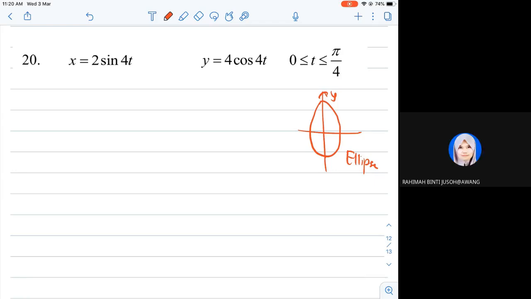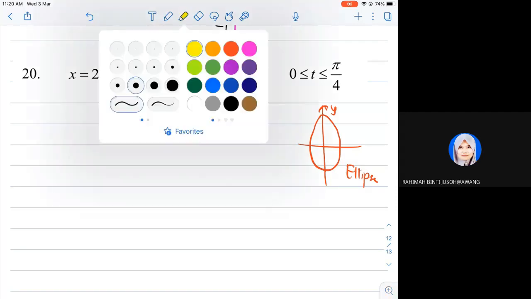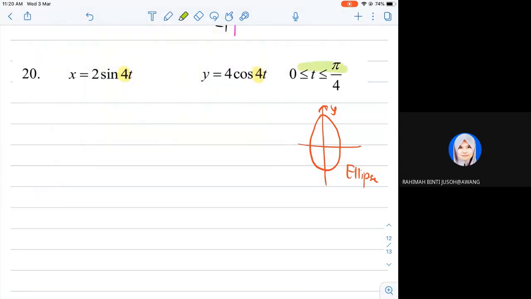Okay, good, very good. Okay, now you have to be careful for this type of question. Dia ada dua trick kat sini guys. Dalam test nantilah kalau soalan macam ni keluar lah. Dia ada trick dekat sini. Dia ada coefficient. And then dia juga bagi you interval tau. Dia bagi you interval ni. Okay, so you have to be careful.